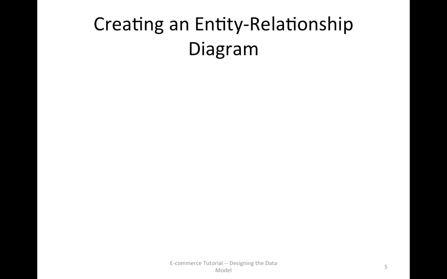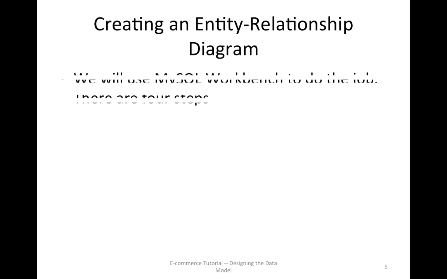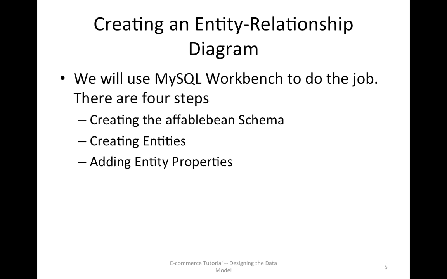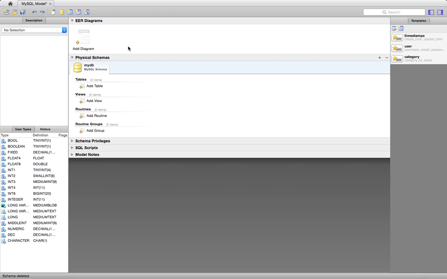The next task to finish is to create an entity relationship diagram. We will use MySQL Workbench to do the job. There are 4 steps to follow. First, create the forwarding schema. Then create entities. Then add entity properties. Then identify relationships between those entities.